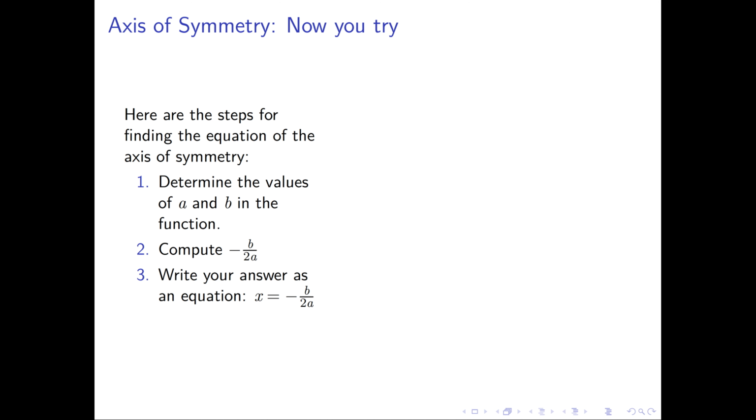So here are the steps for finding the equation of the axis of symmetry. First, determine the values of a and b in the quadratic function. Compute the opposite of b over 2a, and then write your answer as an equation, x equals the opposite of b over 2a.